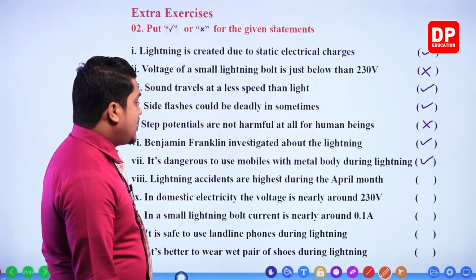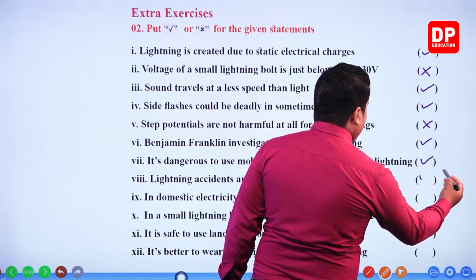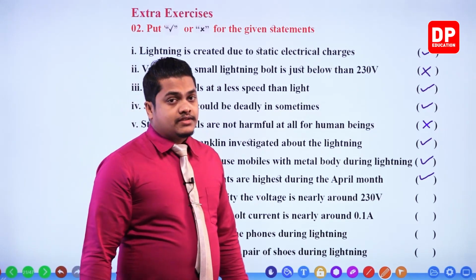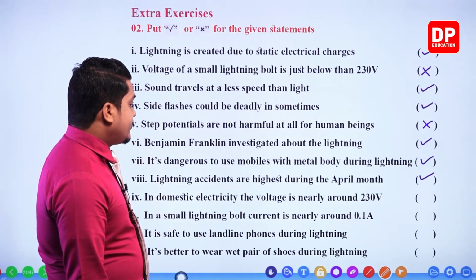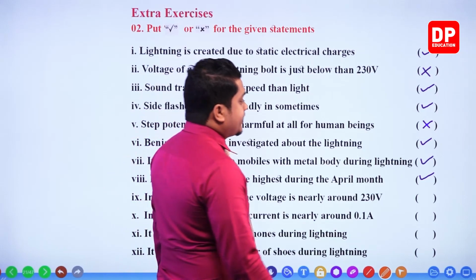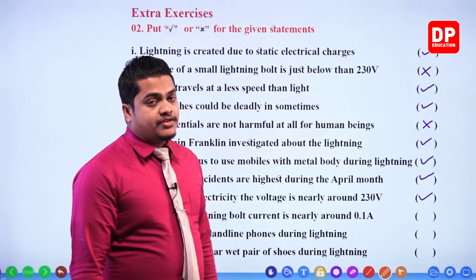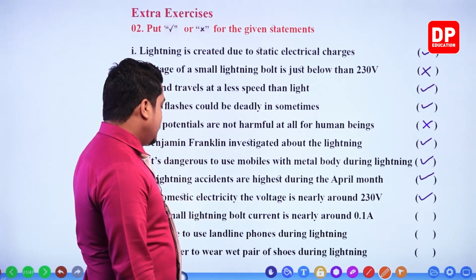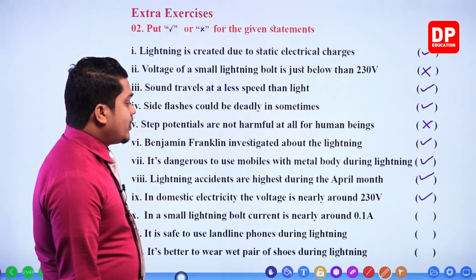Lightning accidents are highest during the April month. Correct. Convectional time period, inter-monsoonal time period. So during the April month, lightning accidents are going to be very high. In domestic electricity, the voltage is nearly around 230 volts. Once again, correct. In a small lightning bolt, current is nearly around 0.1 amperes.